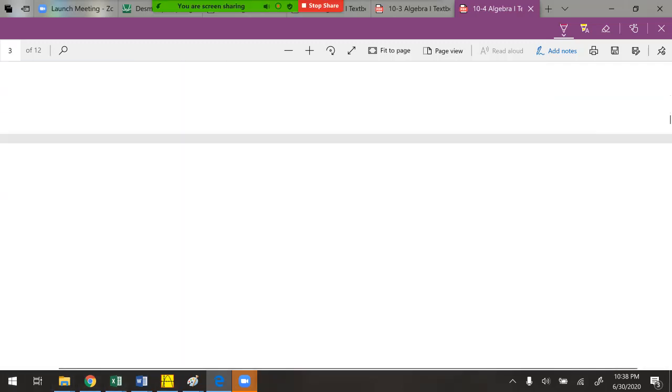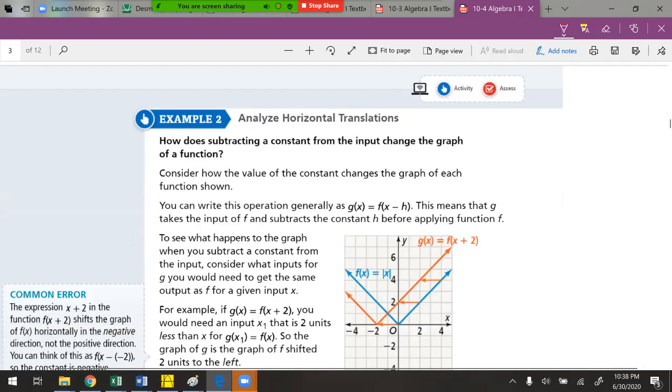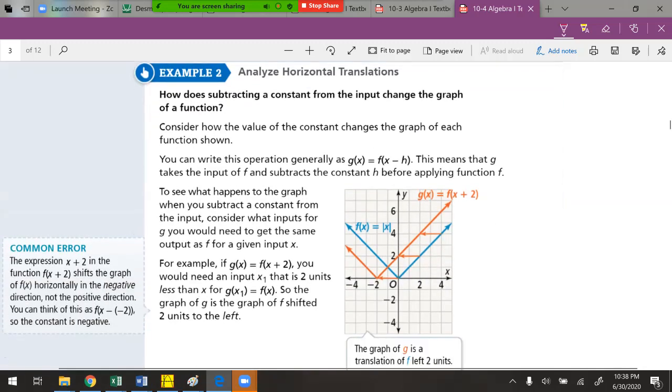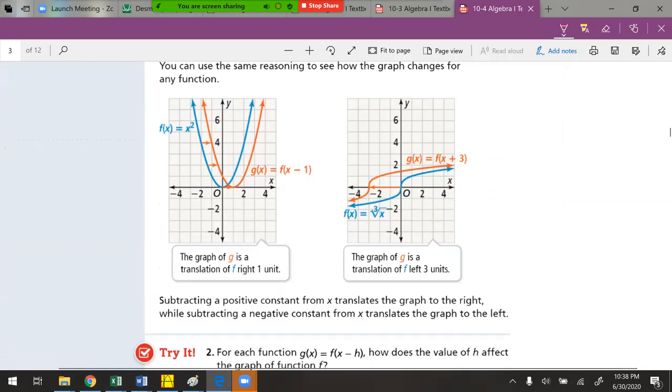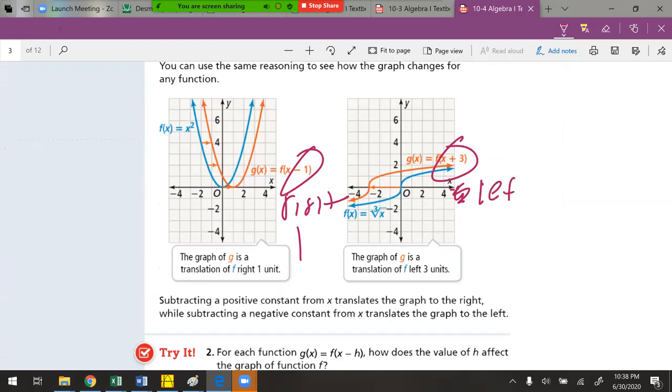If it's inside, that changes your domain, the types of x's you're allowed to plug in. Okay, so in this case, for this one right here, if it's absolute value, domain's not going to change, but it does move the graph. Okay, so notice for this graph right here, it moves the graph left 2. So let's look at the next one. Okay, right 1. This one up, on left 3.